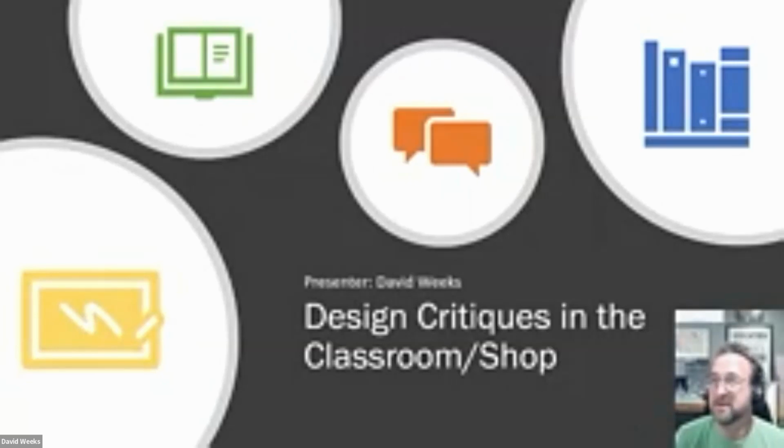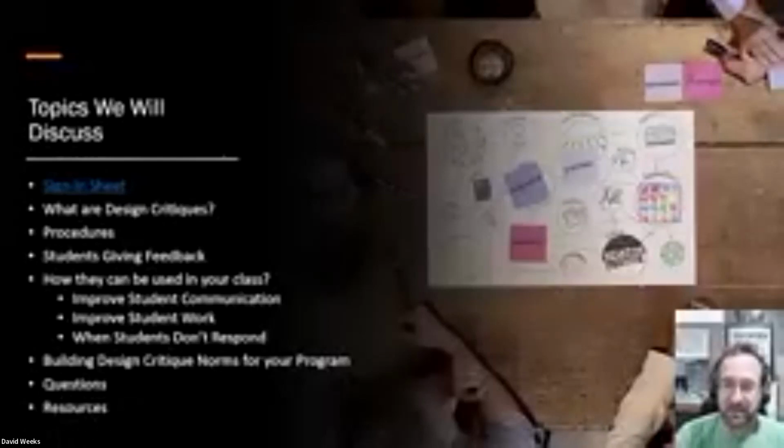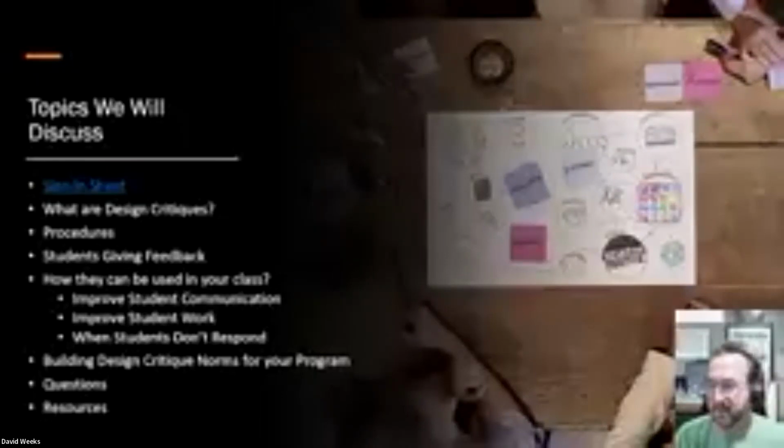It's 10 after. So what we're here today to talk about is design critiques in the classroom. We're going to talk about how they can be used, what they are, some procedures to get them up and running in your classroom, how students can give feedback, because that's really the most important part of this. And then some procedures as you're getting them started.